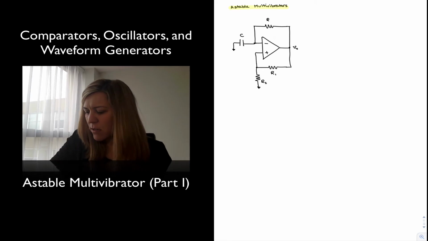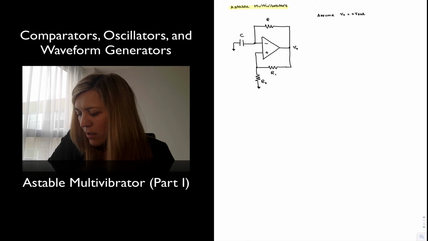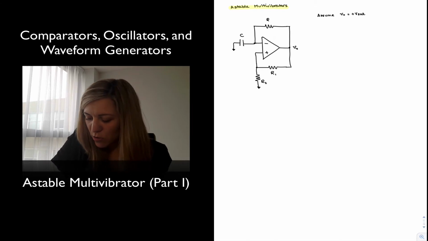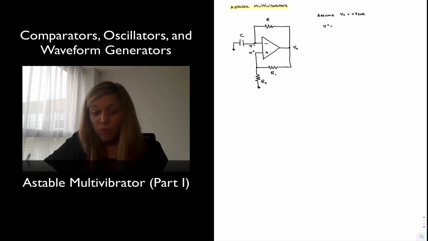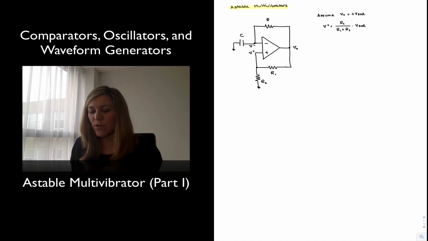So let's imagine one of the two states. Let's assume that Vout is sitting initially at positive saturation voltage. And if Vout is sitting at the positive saturation voltage, then because we have a voltage divider network going to V plus, I'm going to indicate that as V plus and the other input terminal as V minus, we have that V plus is going to be the result of voltage division. So it's going to be equal to R2 divided by R1 plus R2 times the output voltage, which we just said is Vsat.